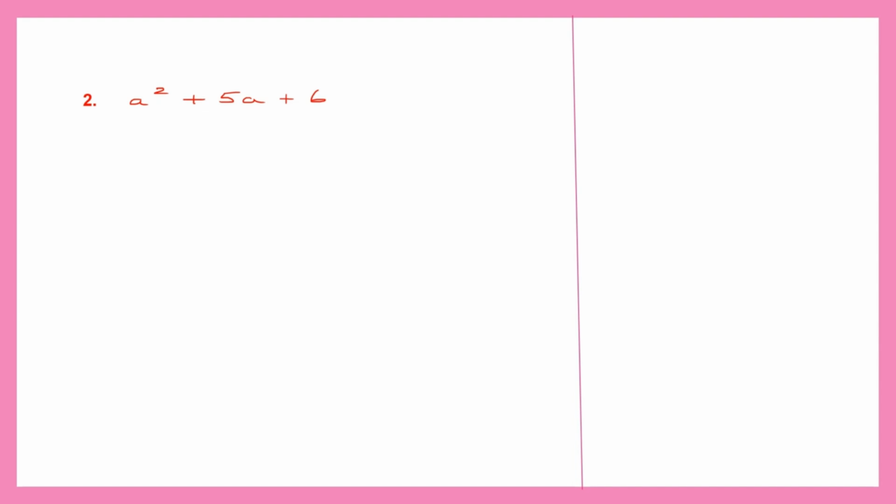So here what we have to do is find the product of the first term and the third term. That is a square into 6, which will give us 6a square. Now we have to split the middle term, 5a, in such a way that we get two numbers which on adding give us 5a and on multiplying give us 6a square.